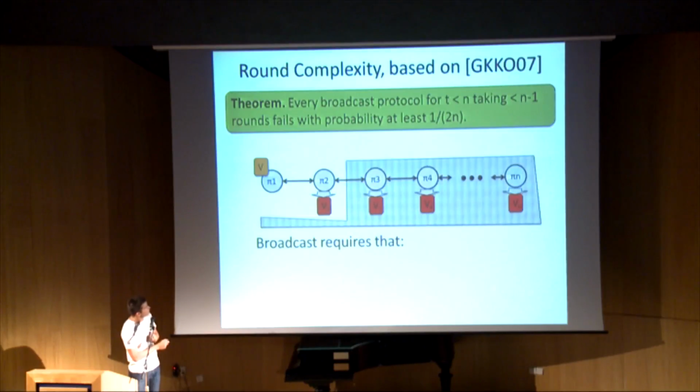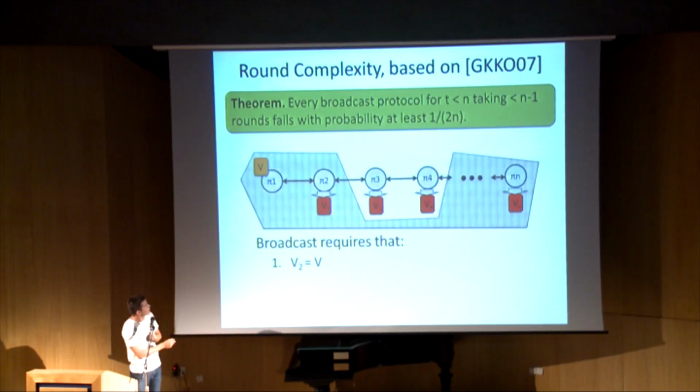So in broadcast, again, we can check what the requirements are. In this case, the adversary can corrupt all these players, and these two guys are good. It means that v2 should equal v. So this is the validity property. Similarly, we can take every two guys in the middle of the chain, and they should agree on the same value. So vi equals vi+1.